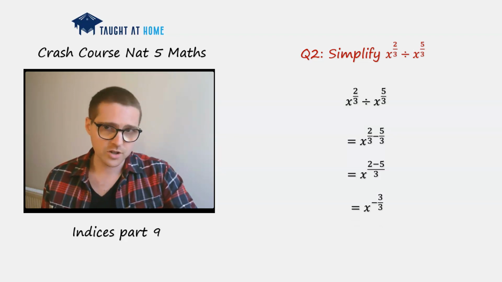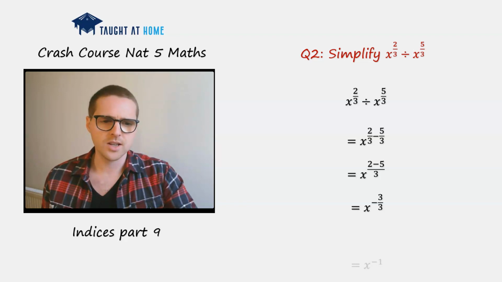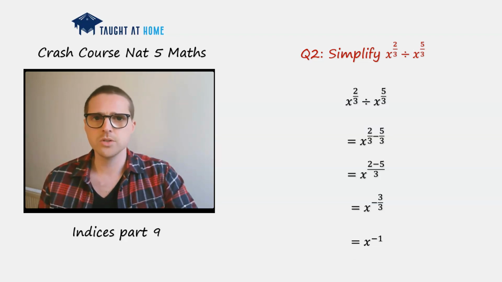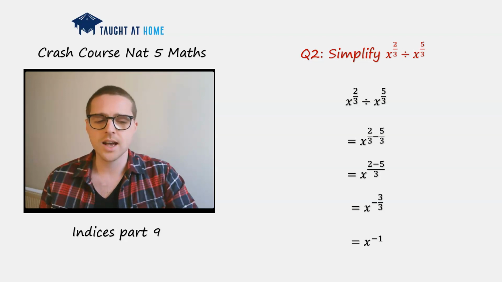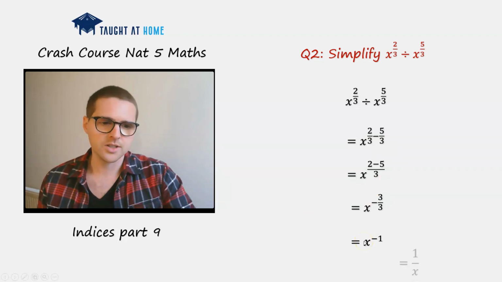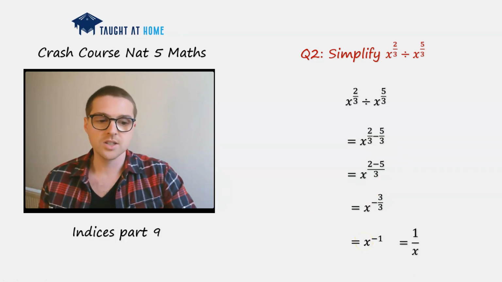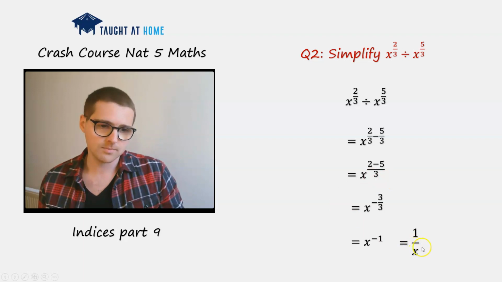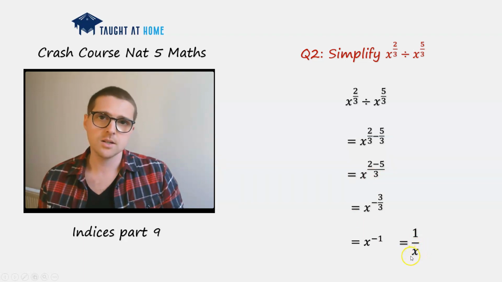Now this simplifies further again, because minus 3 over 3 is the same as minus 1. And if this question was to ask us to leave this as a positive power, or a positive index, then we would use the sixth law of indices that states a negative power can be converted. In this case it's going to be 1 over x, which is 1 over x to the power of 1, but we've dropped the 1.